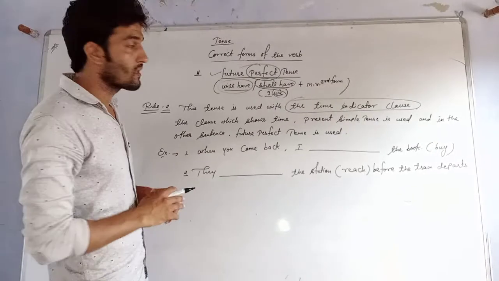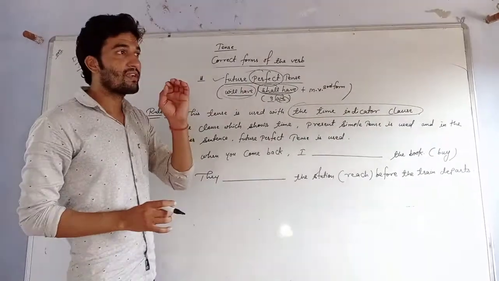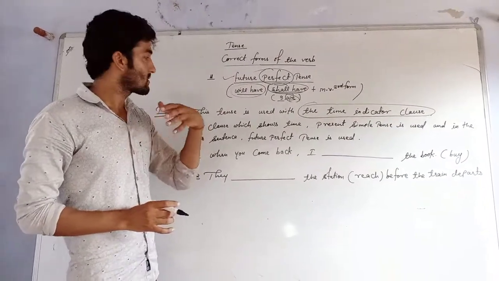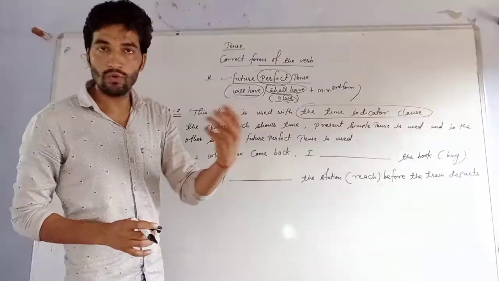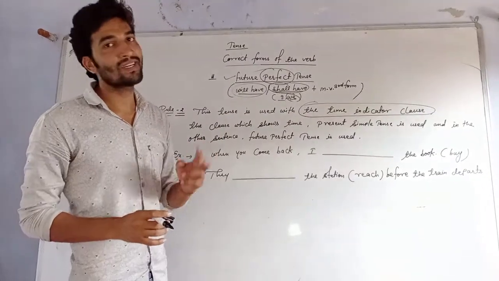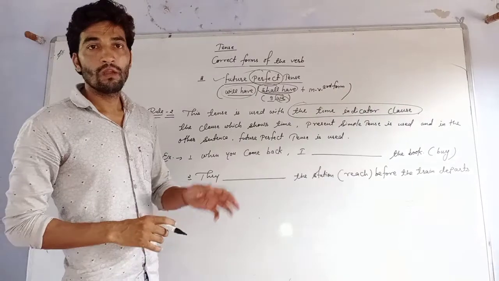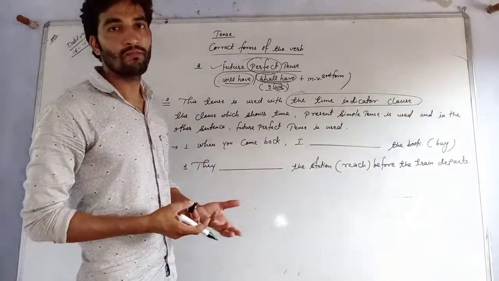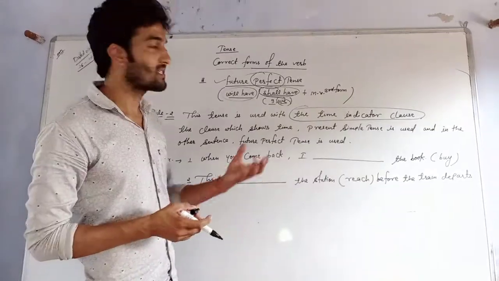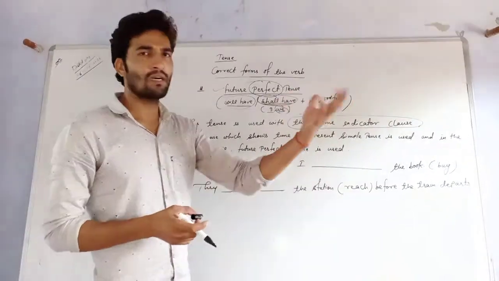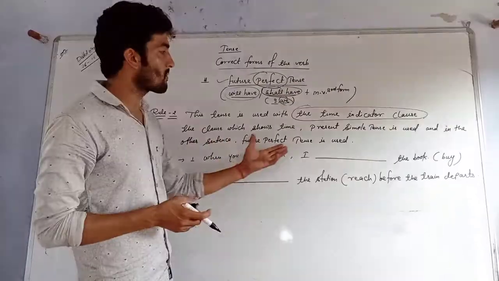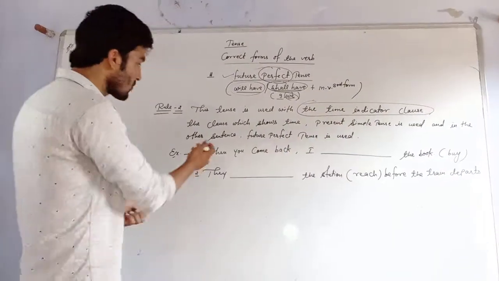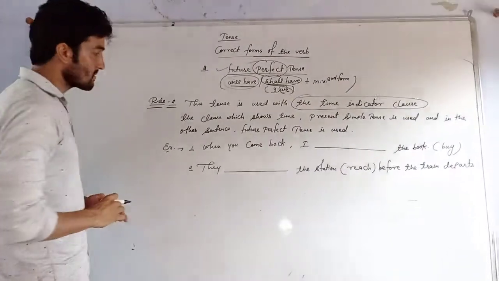Okay, if time is given in a clause, it means two sentences will be there, and in the very first sentence, which tells the time, present simple tense will be used, and in the other sentence future perfect tense will be used. Look at the example.